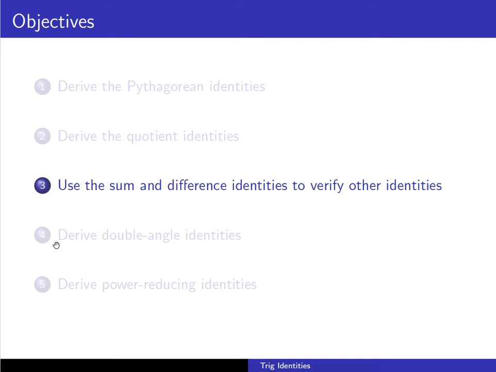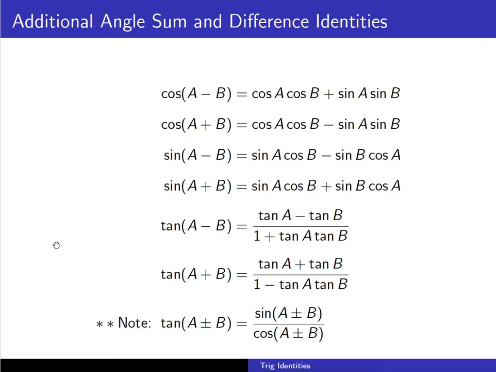Next up, we have sum and difference identities. So here I have a list. You might want to pause the video and write these down, or you can refer to the handout that I made available in class online. But here we have our angle sum and difference identities for sine, cosine, and tangent.